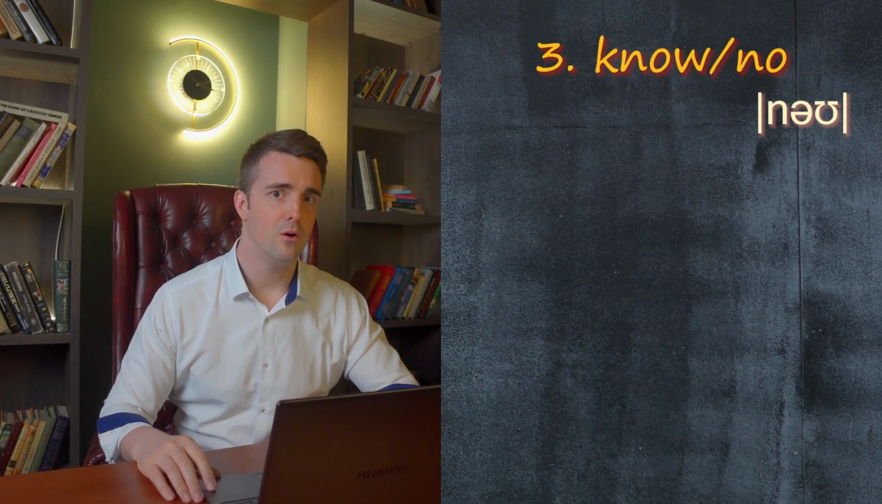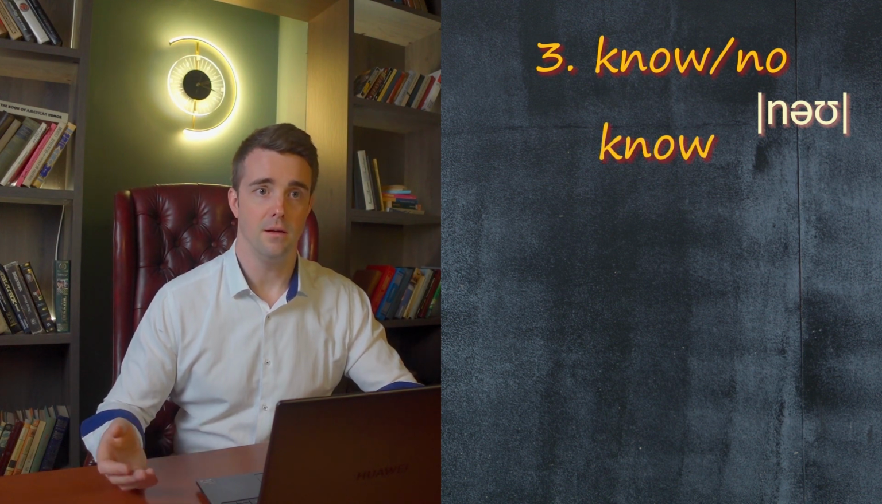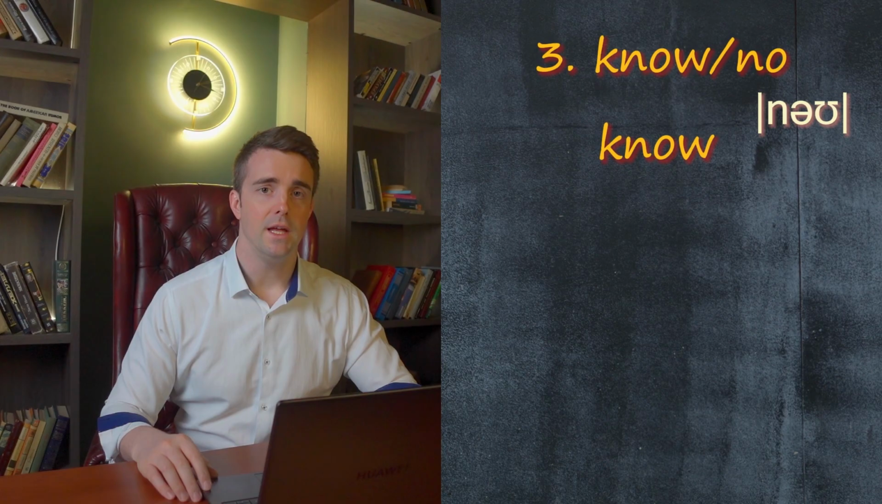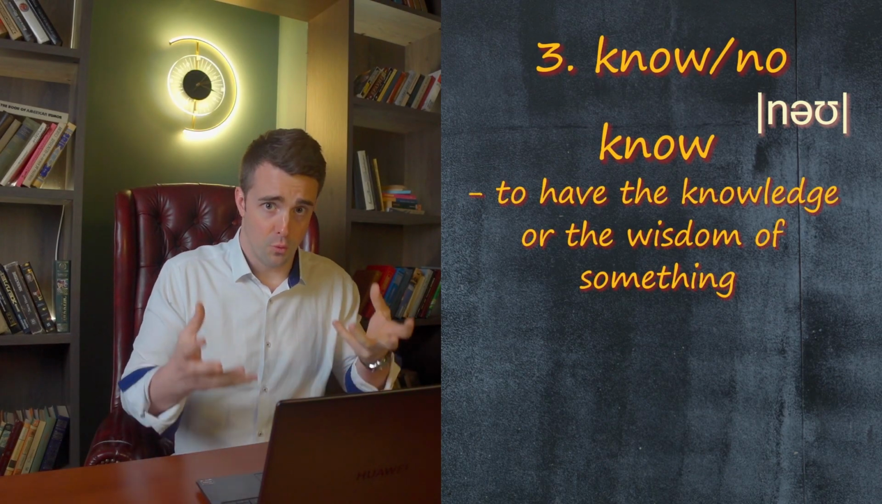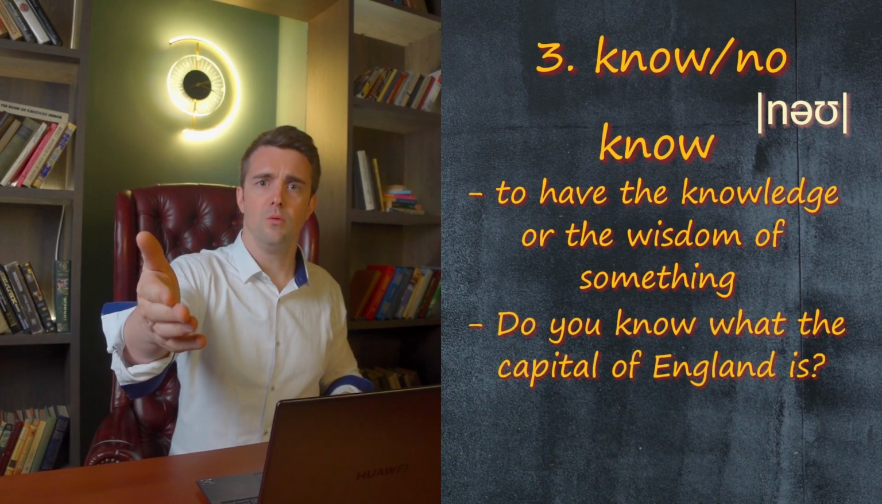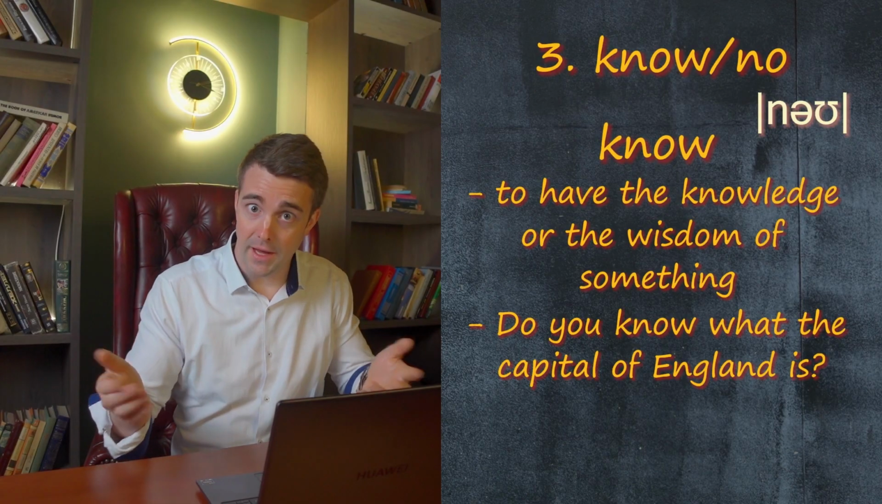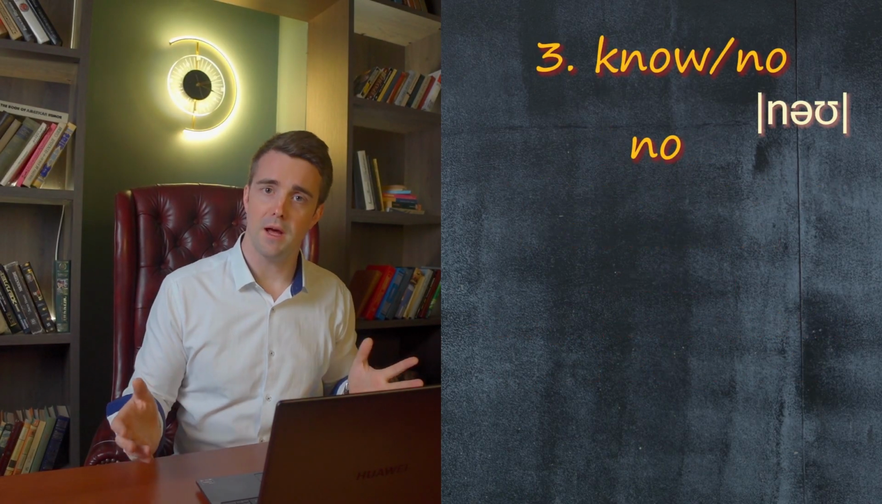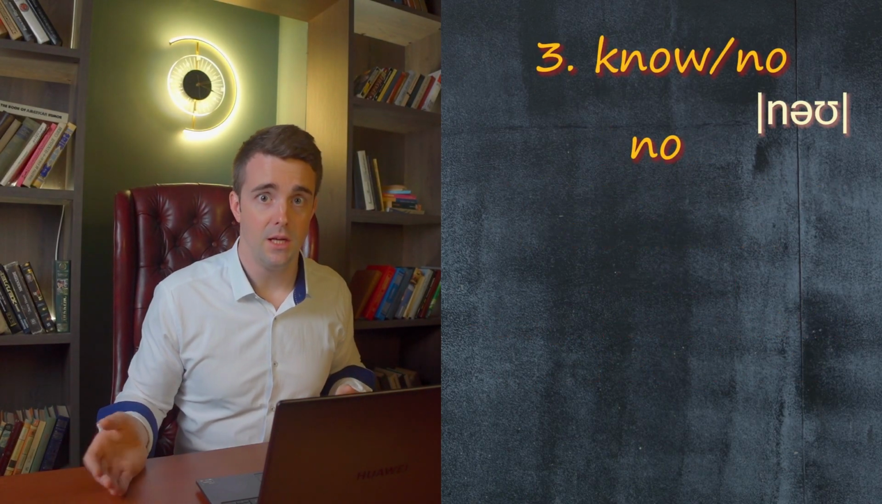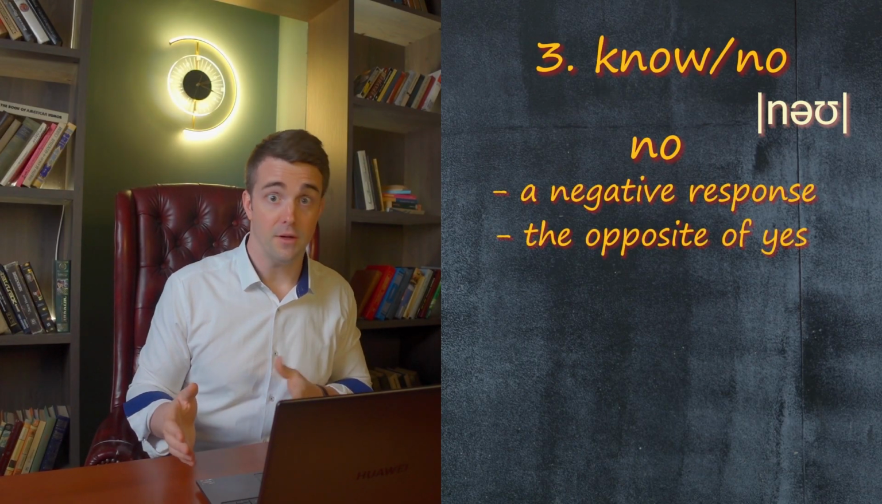Then let's look at know and no. So know with a K and a W, know, is to have the knowledge or the wisdom of something. So for example, do you know what the capital of England is? And if you said London, you'd be correct. But no, without the K and without the W, no is a negative response, the opposite of yes.